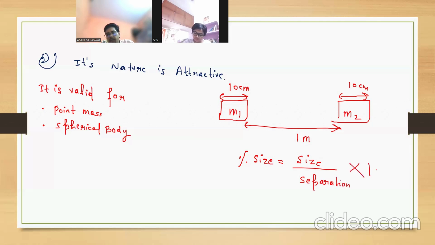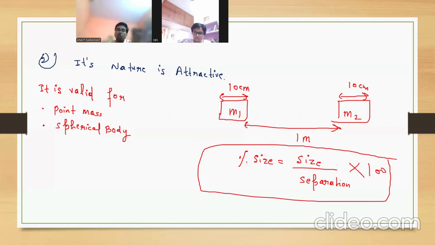Multiply by 100. This is the formula for percentage size. How do we find whether a body is a point mass or not? This is the way: size by separation. Clear? Size means, like, our earth. If you are interested in whether we should consider this body as a point mass or not, then you will first find the percentage size. That is size by separation.